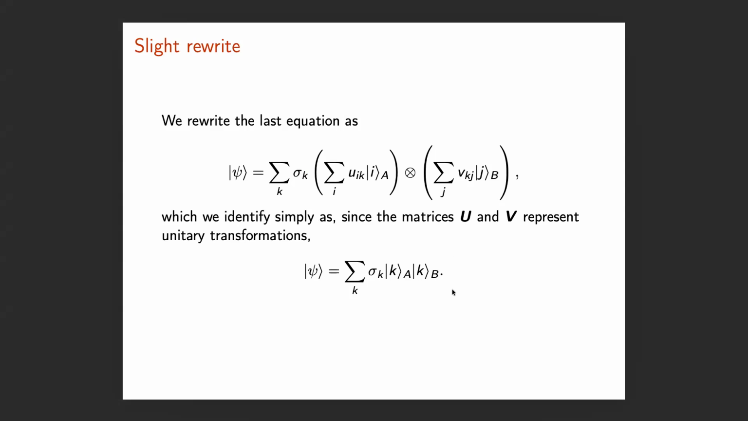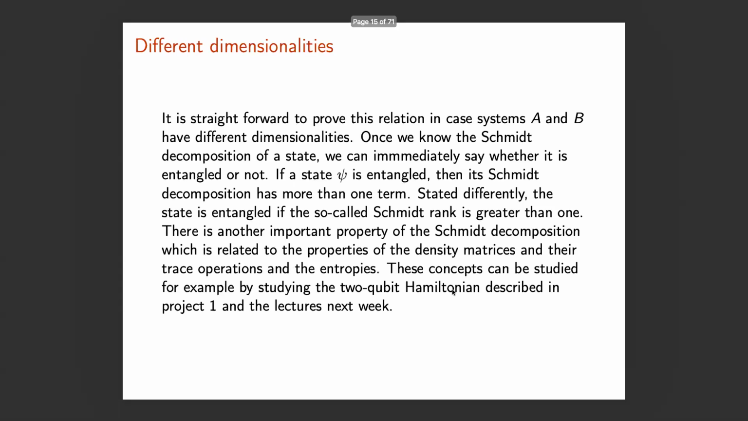Now, the thing with the Schmidt decomposition is that it's actually straightforward to prove this relation in case systems A and B have different dimensionalities. Once you know the Schmidt decomposition of a state, you can immediately say whether it is entangled or not. If a state is entangled, then its Schmidt decomposition has more than one term. Stated differently, the state is entangled if the so-called Schmidt rank is greater than 1.